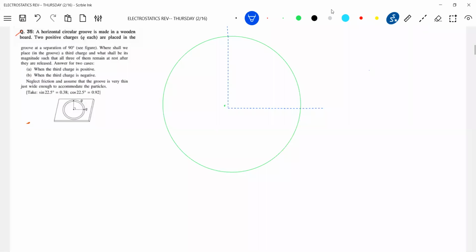Okay, I think we have this much. Here one point charge is there, and here one point charge, at 90 degrees in a groove at a separation. This green color is the groove. I need not go into detail, just a rough diagram will do, it will take more time again. Where shall we place a third charge and what will be its magnitude so that all three of them remain at rest after they are released? When the third charge is positive, and when the third charge is negative.